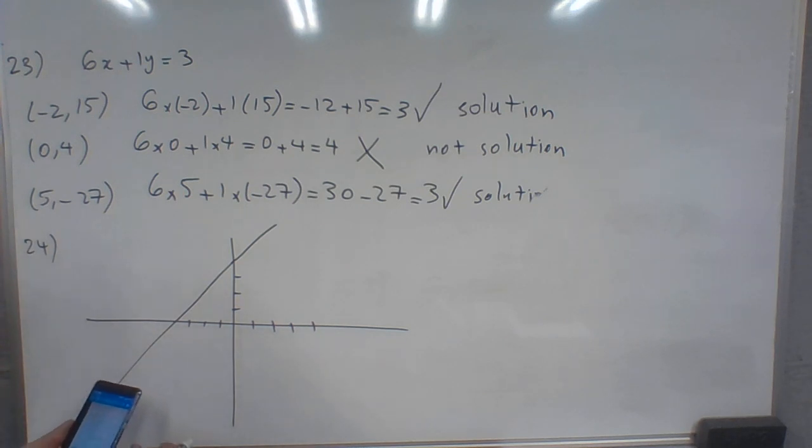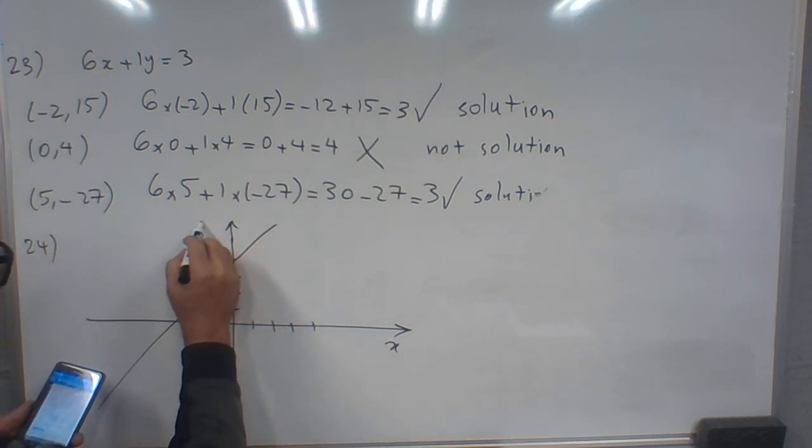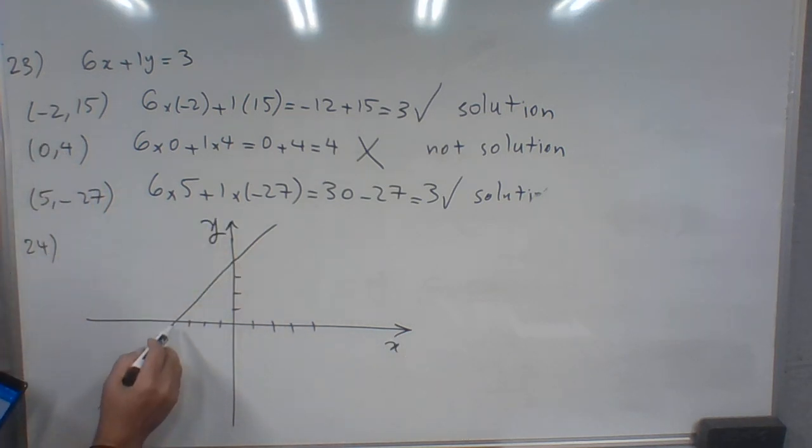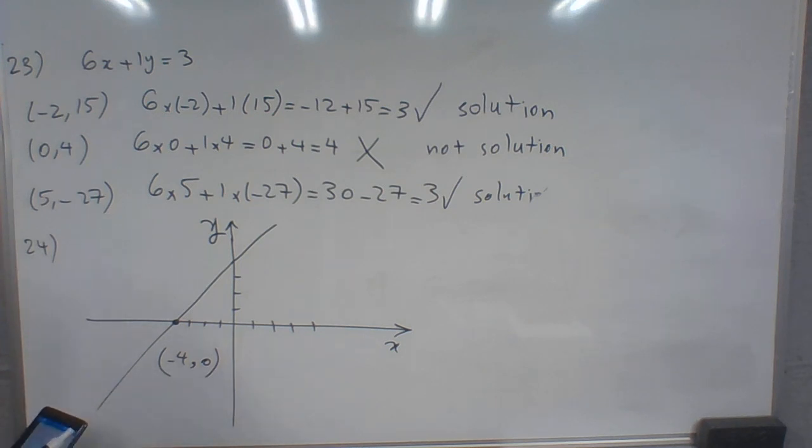X-intercept means the point where the line passes through the x-axis. So if this is the x-axis, this will be the y-axis. And this point is where the line passes through the x-axis. So this is 1, 2, 3, 4 units negative 4 in x direction, and no units in y direction. Negative 4 and 0. So this is the x-intercept.